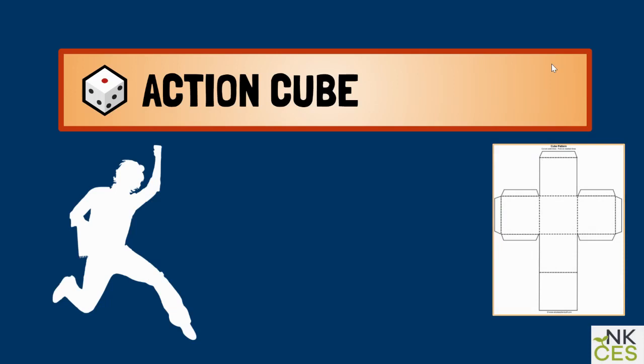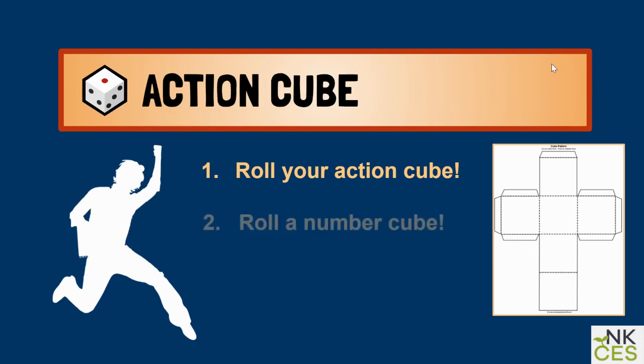You would prepare each side of the cube with an action. For example, one side might say jumping jacks, another side might say star jumps, another one could say toe touches. Then, when you're ready to fill a few minutes, you roll your action cube and see what action you land on. Then you would roll a number cube or a dice.